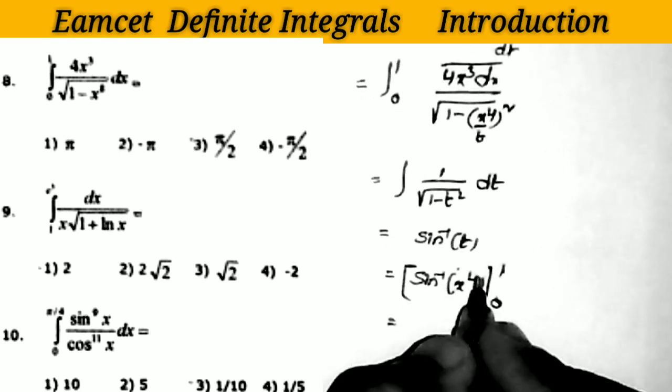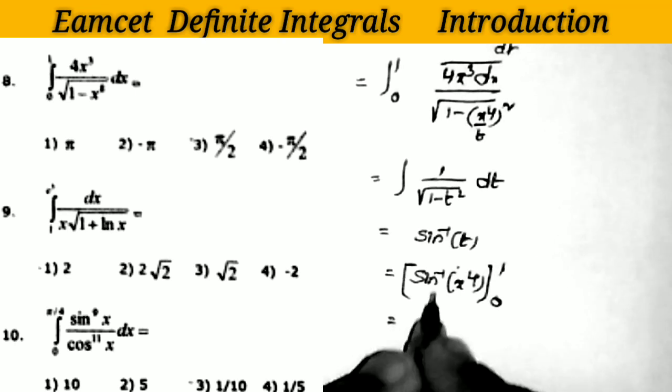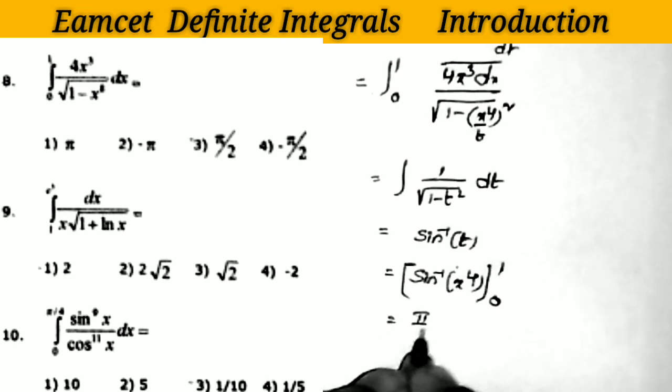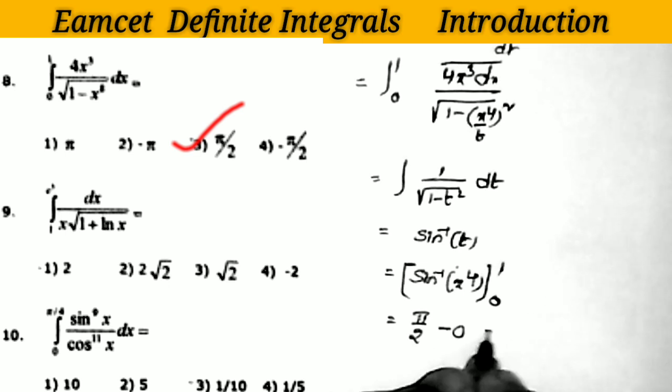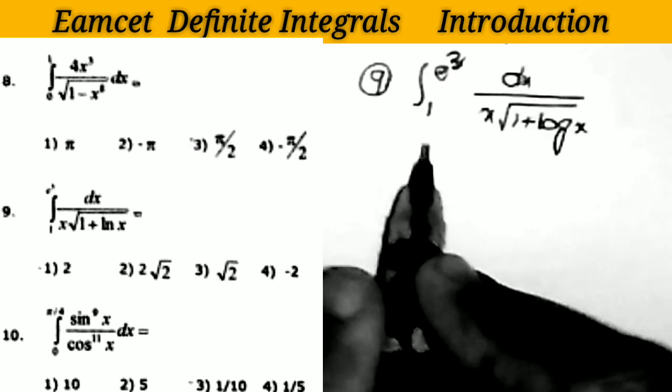Now replace the values. Sine inverse of 1 power 4, that is sine inverse 1. Sine inverse 1 is equal to pi by 2. Sine inverse of 0 is equal to 0. That is, the answer is pi by 2, and that is the third option. That's all. Next problem, sum number 9.